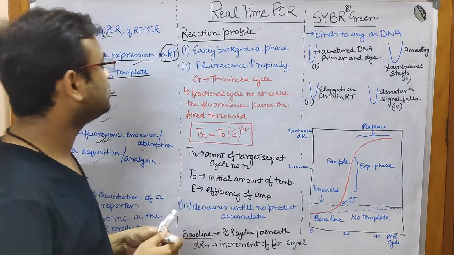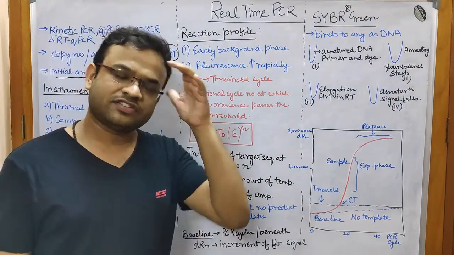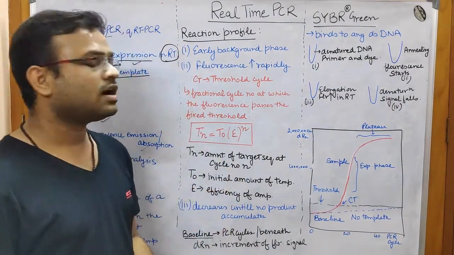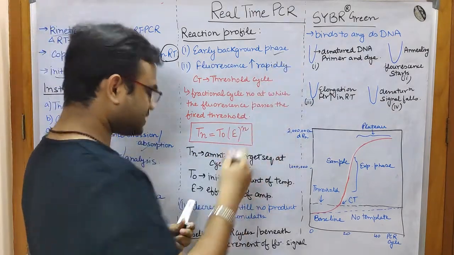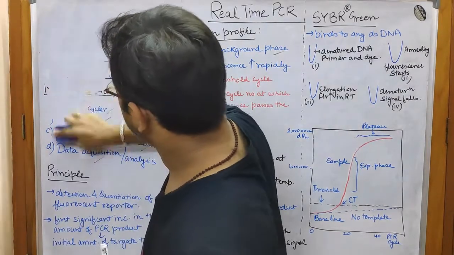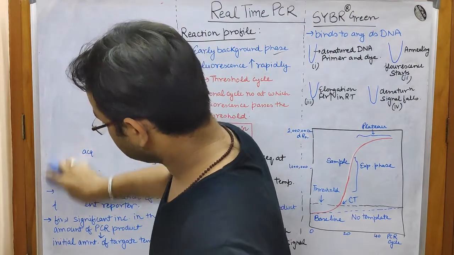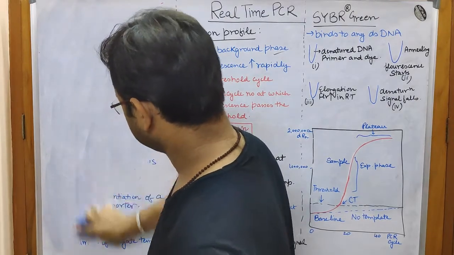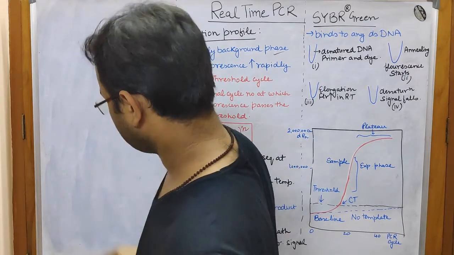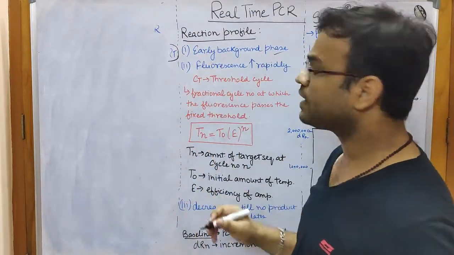Now let us come to the reaction profile. Let us divide the reaction profile into 3 steps. The first step is the early background phase. Let us understand this by drawing a few diagrams over here. So let us understand this early background phase.